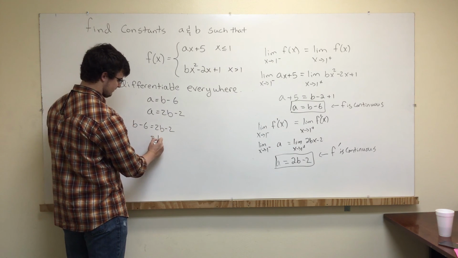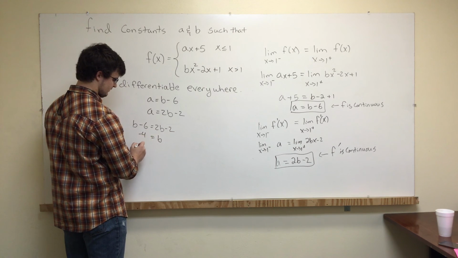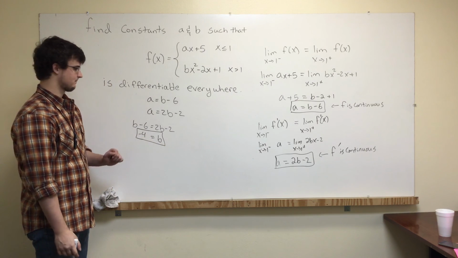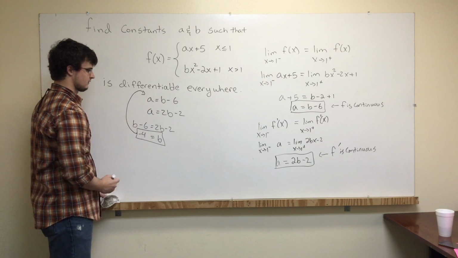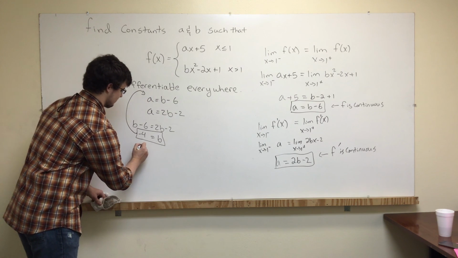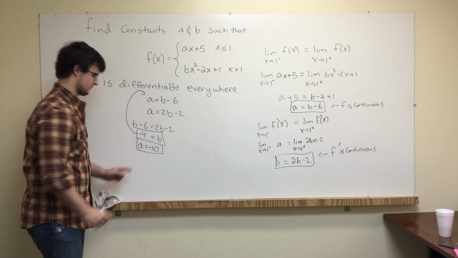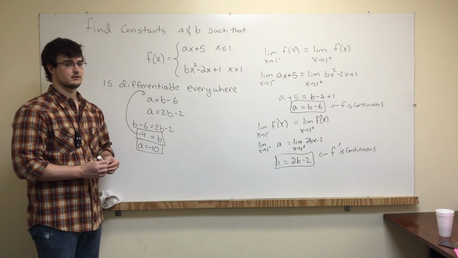Move a b over and add the 2 over. So I get b is minus 4. And let's just plug that in here. And that'll give me a is minus 10. So as long as b is minus 4 and a is minus 10, this function should be differentiable everywhere.